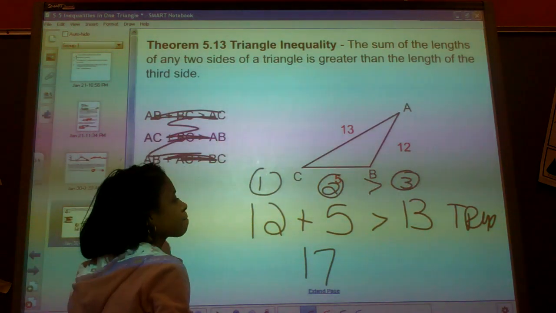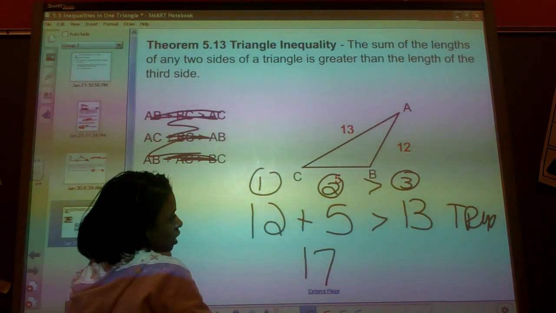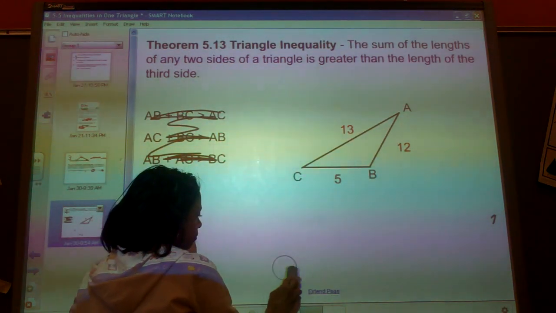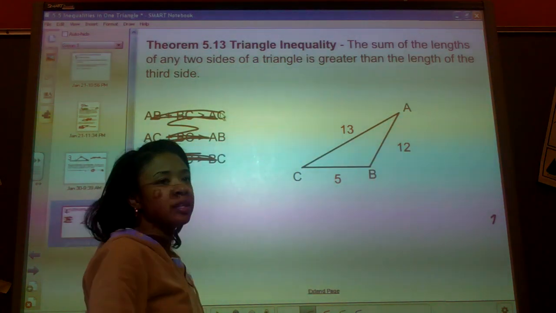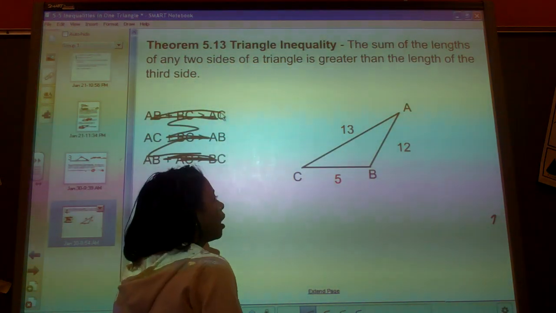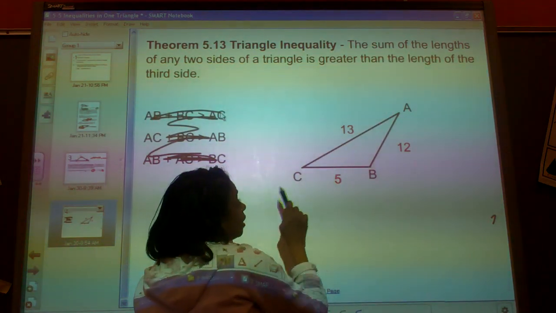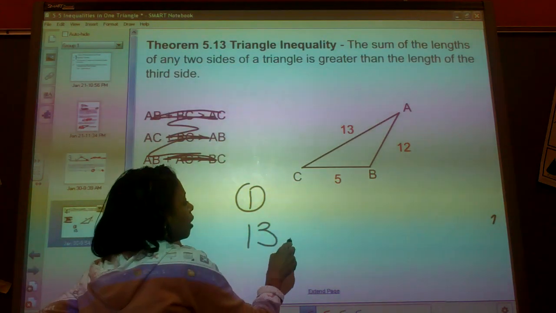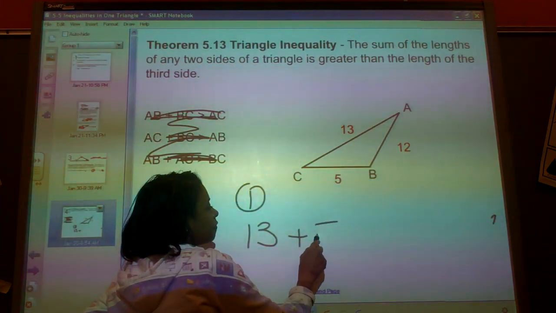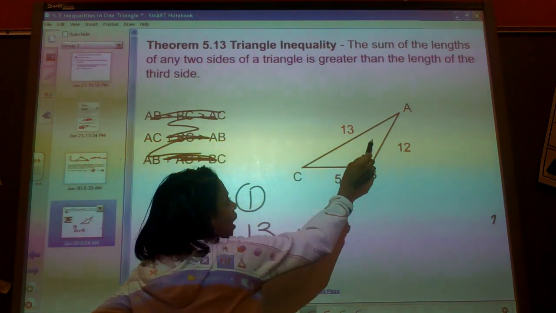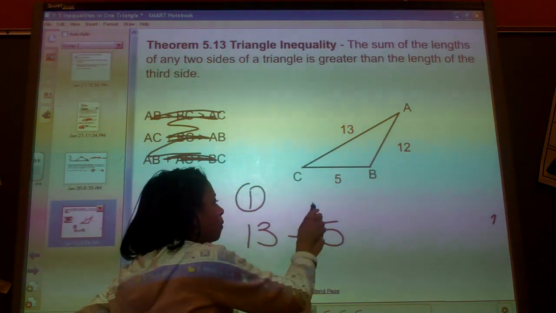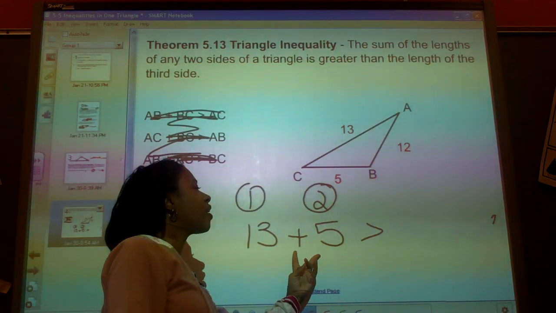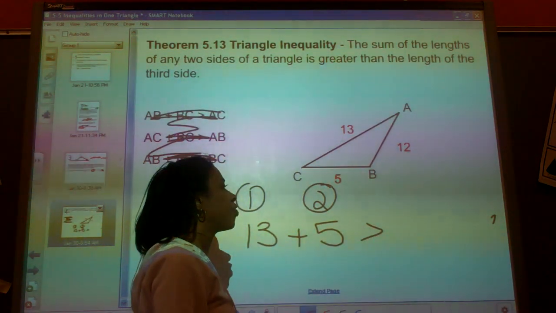Okay? I hope you have that copy. I'm going to erase that. All right, here we go. Let's look at another example of how we could do that. Again, I say, it doesn't matter which two sides I pick. If I pick side AC and BC, or in other words, the first side is 13 plus the second side, which is BC, of 5. In order for this triangle ABC to be considered a triangle, this is side 2, these two added together have to be greater than that third side.